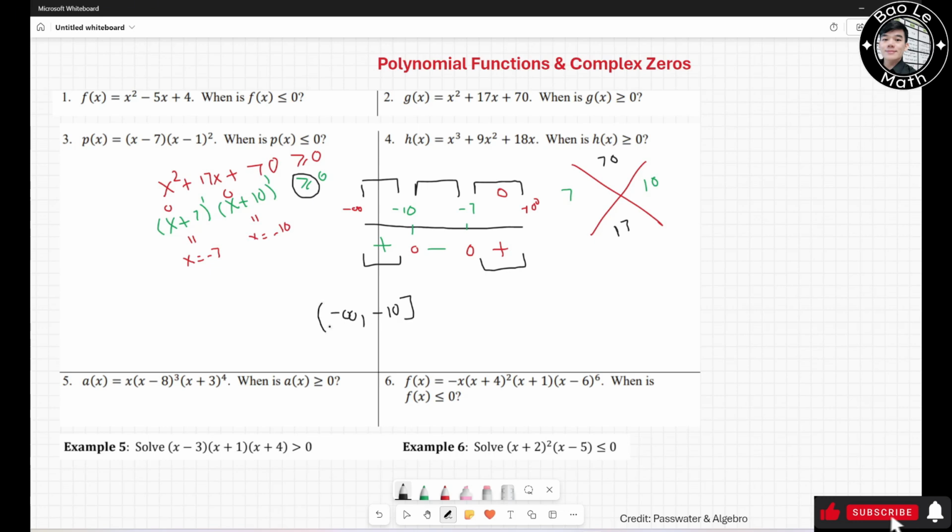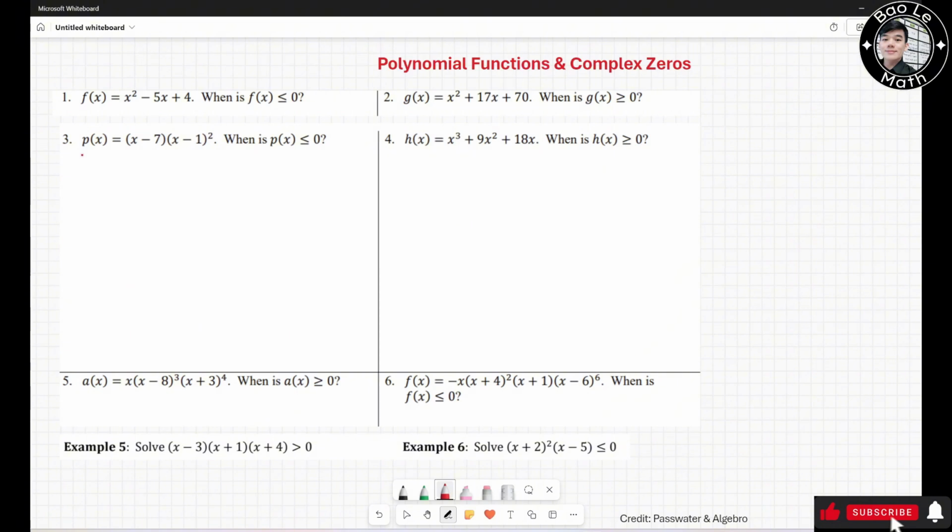Keep that in mind. When it comes to positive and negative infinity, you must use parentheses only, okay? And this one right here, union negative 7 and infinity right here. Right at infinity, we're going to use parentheses. Right at negative 7, we use the bracket right here because we have an equal sign.